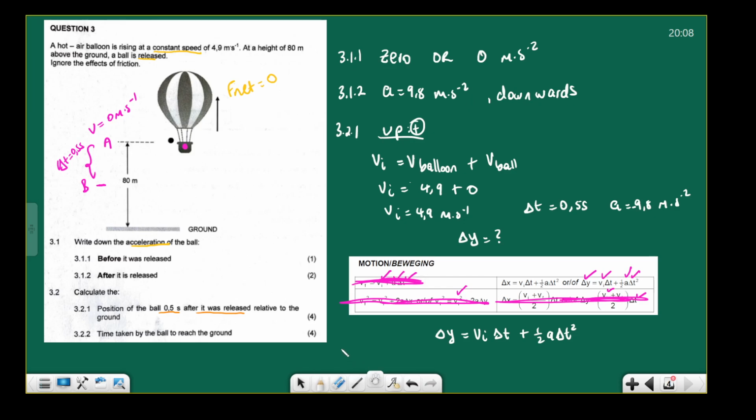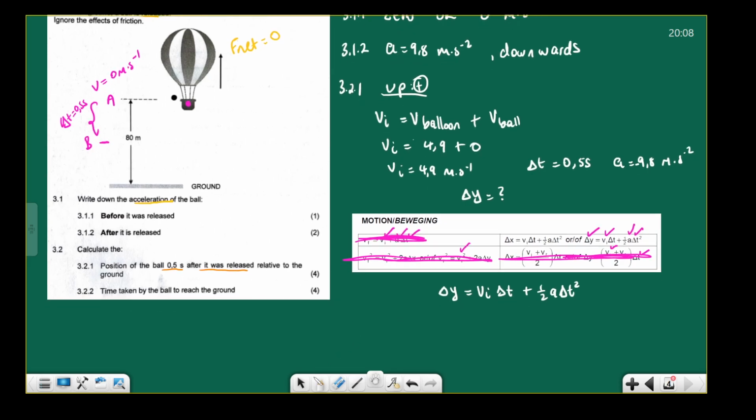So now we can say initial is how much? This is the one, 4,9. Time is how much? 0,5. Acceleration is negative 9,8, and then we have 0,5 squared. So what do we get as our change in y? We get our answer as positive 1,225 meters.